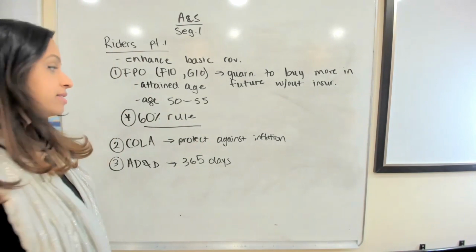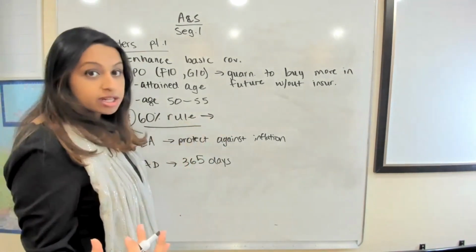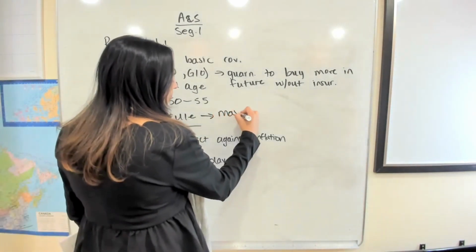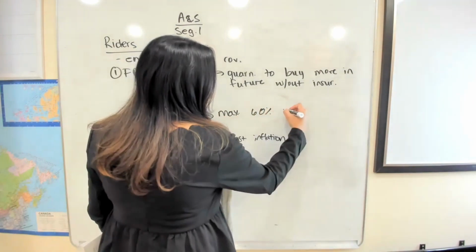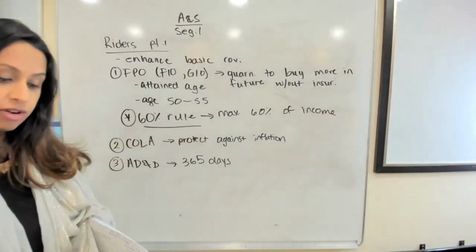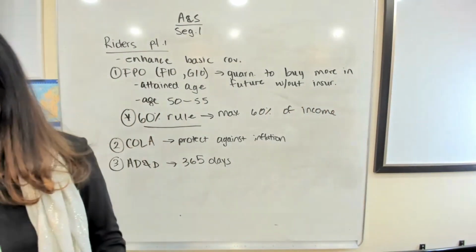And this rule means that your disability policy or the income that you're getting can be maximum 60% of your income. That's how much you can qualify for. It doesn't mean you have to get the full 60% if you don't need it, but that's the maximum that is allowed.